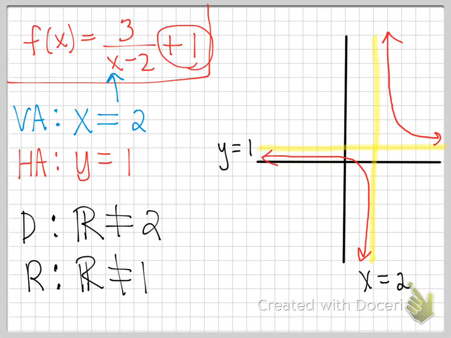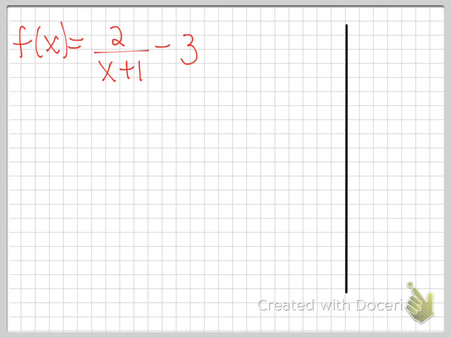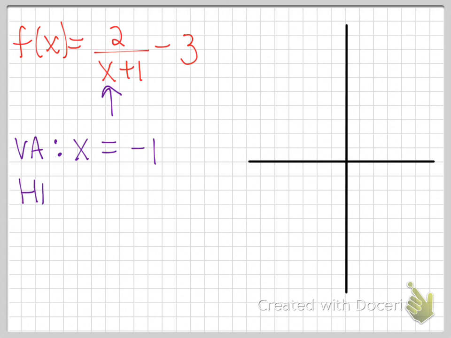So I'm going to do one more like this. So let's say this function was f of x equals 2 over x plus 1 and then minus 3. So here's my x and y axis. My vertical asymptote is going to be where, what value of x makes this undefined, which is a negative 1. So it's x equals negative 1. The horizontal asymptote comes from the end here. So it says minus 3, so that is y equals negative 3.